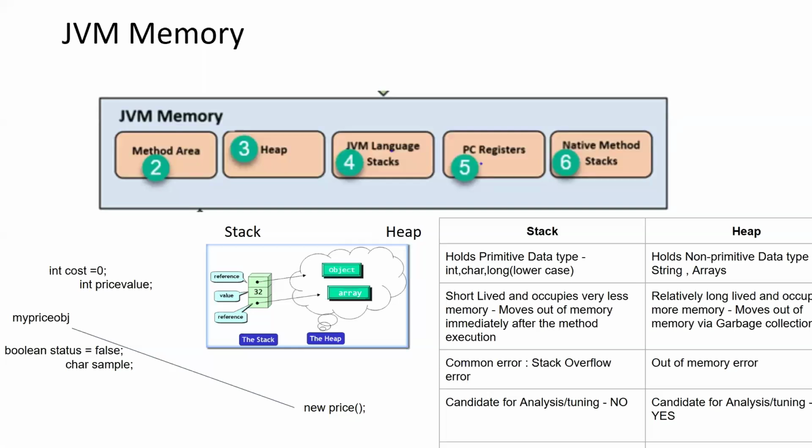This relationship is very important when it comes to garbage collection and all. But as you asked, the actual object will sit in the heap. The address, or the reference variable, will sit in your JVM language stack. So it's the JVM language stack where the references to the objects will be stored.